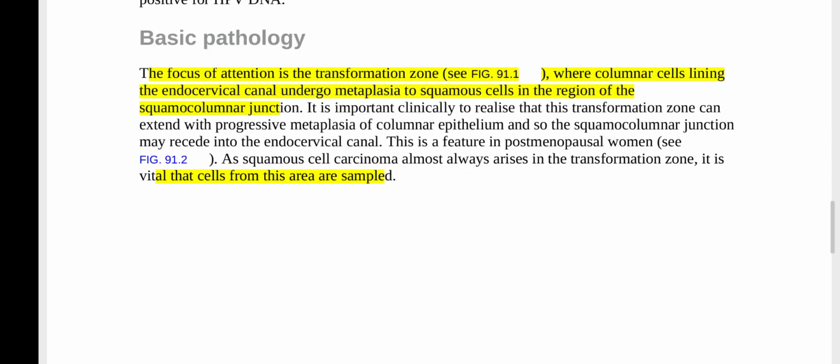So the basic pathology is the transformation zone, where columnar cells lining the endocervical canal undergo metaplasia to squamous cells in the region of the squamocolumnar junction. So the cells for the samples are focused on the transformation zone.